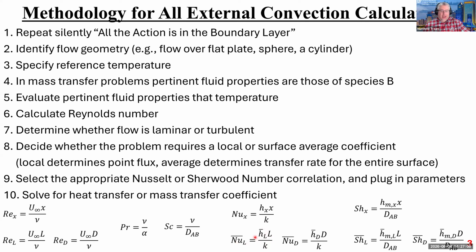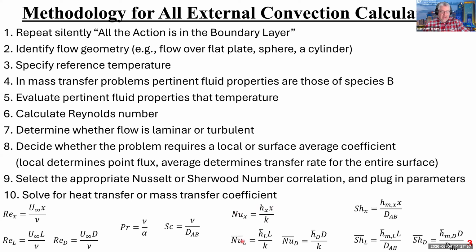But this one you would use if you wanted to find the heat transfer for an entire surface, right? You find the average convective heat transfer coefficient for the surface, multiplied by the area, multiplied by the temperature difference, and that gives you the heat transfer. This is if you're looking for the heat transfer from a single spot. You just take h for that single spot, multiply by the distance to that spot, divide by k, and that gives you the Nusselt number for that one spot. So that's what this bar on the top represents.